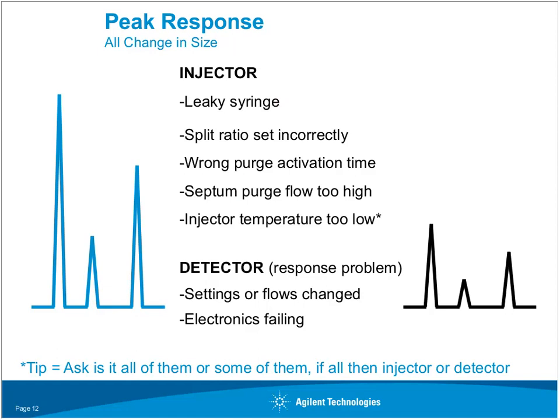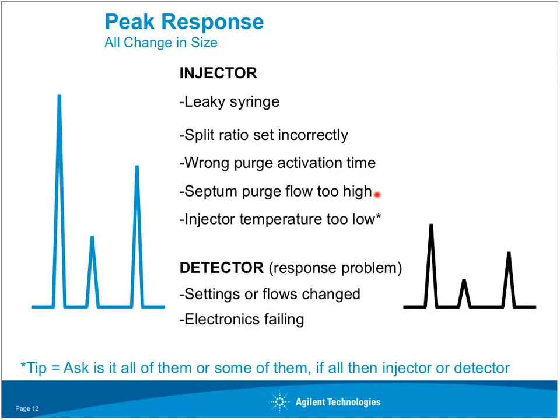Here, this could also be caused by the split ratio being set incorrectly. So if you don't have a flow meter, you need to have one to be able to double check to see if the instrument is operating properly. This could be caused by the wrong purge activation time. So again, check the method and make sure everything is correct. This could be caused by a septum purge that's too high.